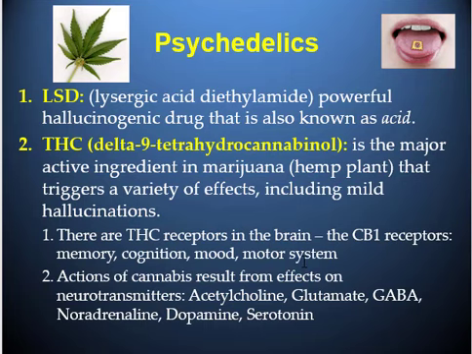Basically, it alters a lot of different neurotransmitters. It affects acetylcholine, glutamate, GABA. It affects a lot of different things, which is why different people have different experiences, why some people feel really, really calm, why some people feel moderately calm, why some people feel paranoid. It just kind of depends.